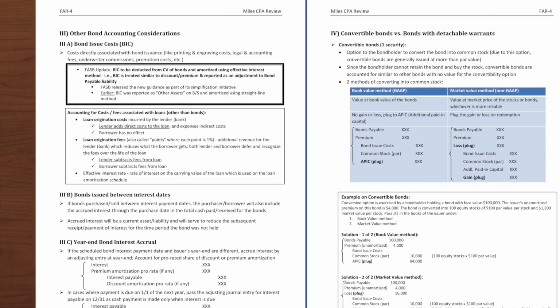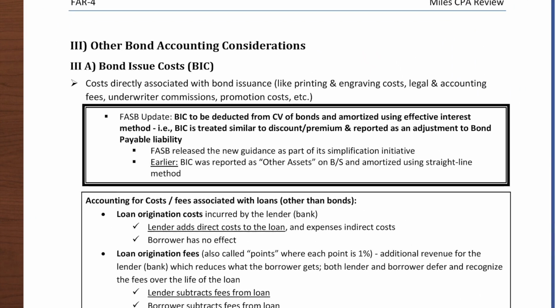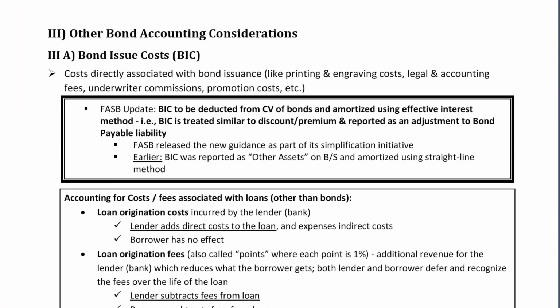Now turn a few pages and get to page 14, where we are looking at highlight bond issue costs or BIC. Now, bond issue costs are costs which are directly associated with bond issuance, like underline printing and engraving costs, legal and accounting fees, underwriter commissions, or promotion costs.